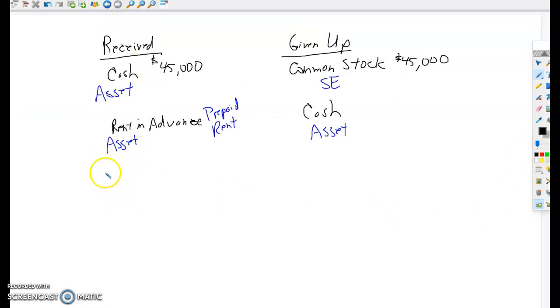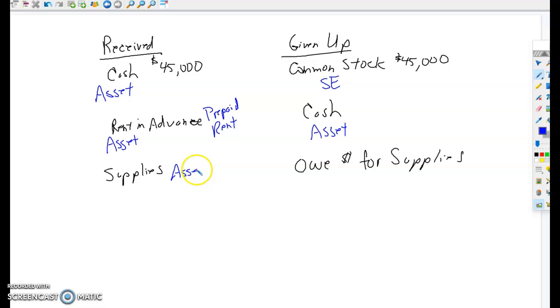Well, the company got supplies, right? They did not pay cash for them, so they owe money for the supplies. So they got supplies in exchange. They kind of did an IOU to the supplier. We owe you money. So supplies, then you got to identify what kind of account this is. It's something we own, so that's an asset.